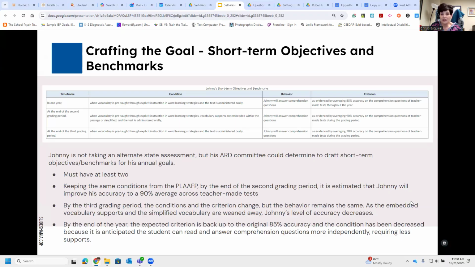This temporary dip in accuracy is expected as the level of independence increases. It doesn't mean that there's documented regression. We've taken away some of the supports Johnny needed to perform the skill at 85% accuracy. By the end of the year, the goal is 85% accuracy with fewer supports, showing increased independence. Remember, if you include objectives or benchmarks, you must have at least 2. Many teachers find it easier to write 3 to correspond with our 4 quarters.